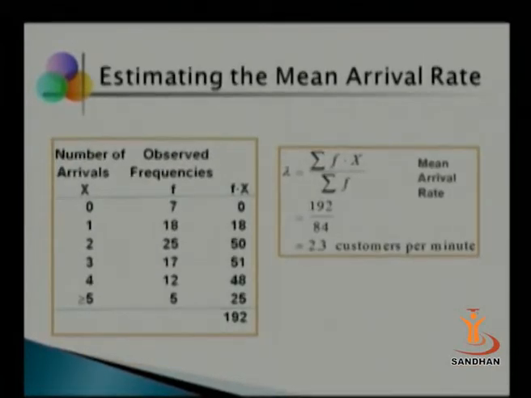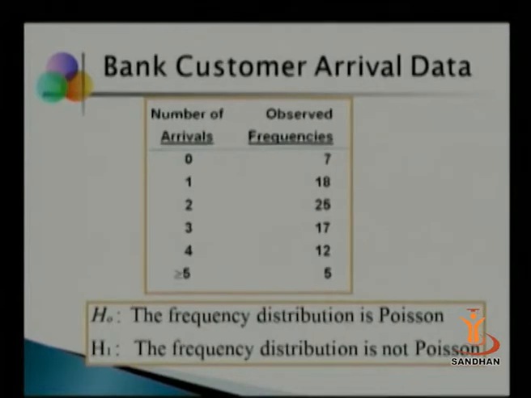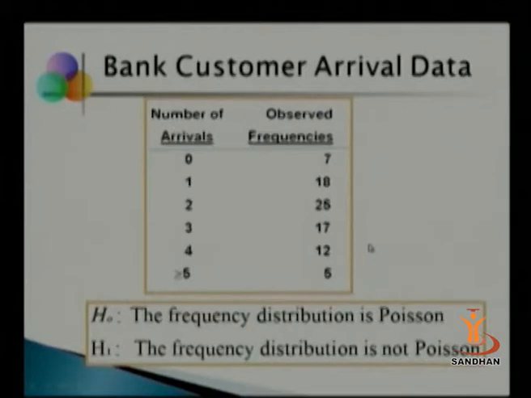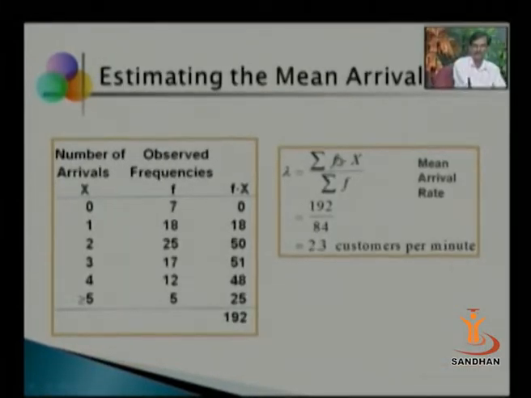Now again here we calculate the mean, because we want to test the hypothesis about the Poisson distribution, and Poisson distribution involves one parameter, that is lambda. So lambda can be estimated by the sample mean. If you observe this, this is the observed data. These are the values of x, these are the values of frequencies, and from this one can calculate f into x. Their total is 192. So the sample mean is summation fi xi upon summation fi. So it is 192 upon 84. So it is 2.3.